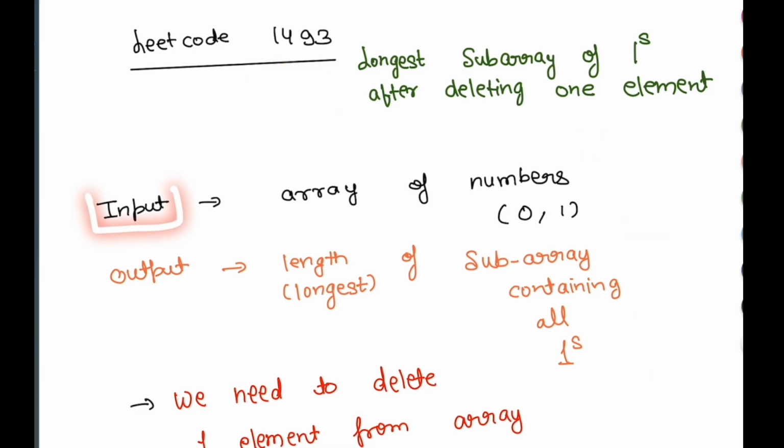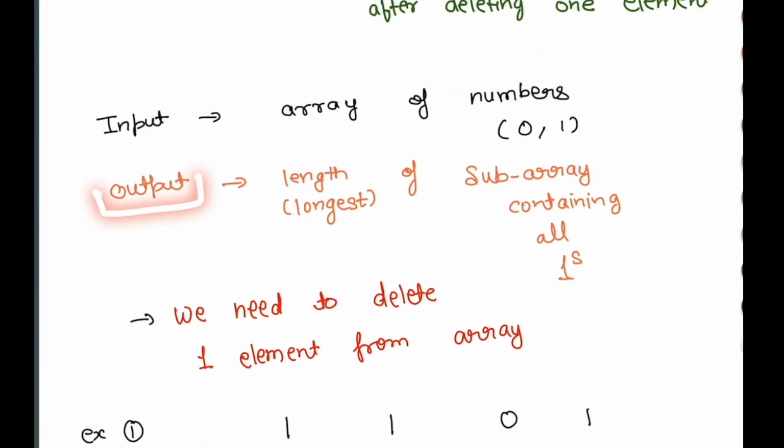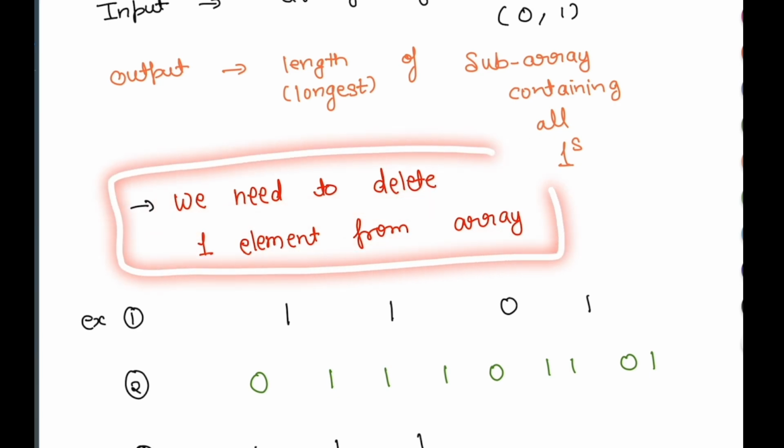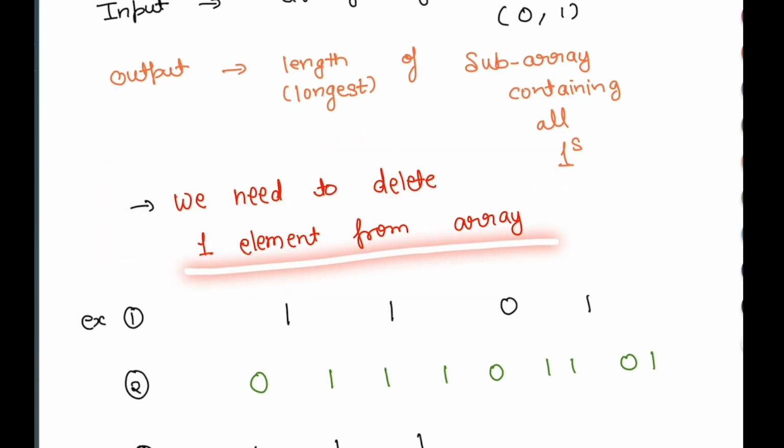We are given an input in the problem which is an array of numbers. These are 0 and 1s. Basically, the array is made up of numbers which are either 0 or 1. The output we need to give is the length of a subarray containing all ones, and we need to ensure that this length is the longest possible. We are allowed to delete one element from the array, and this is compulsory. We have to delete one element from the array.